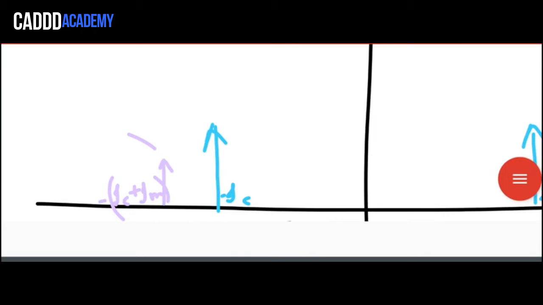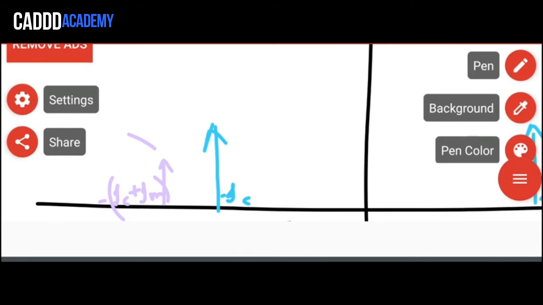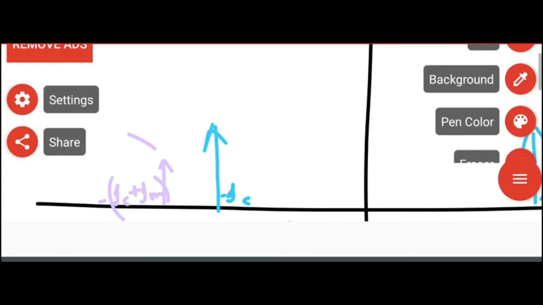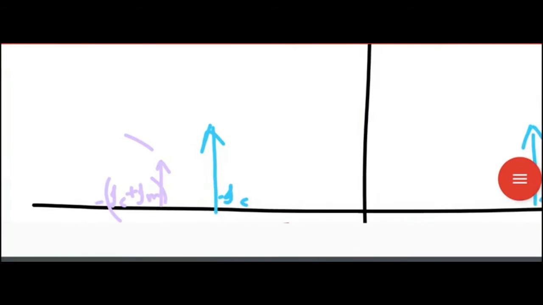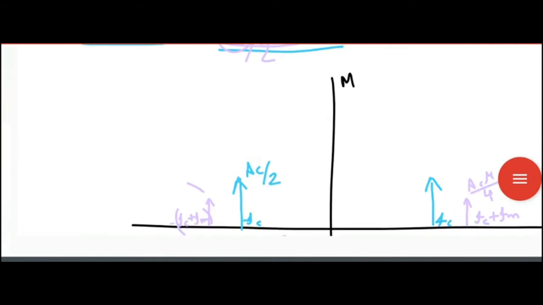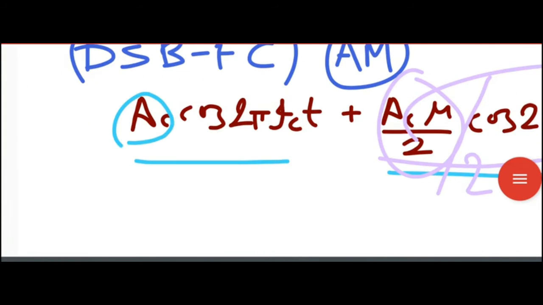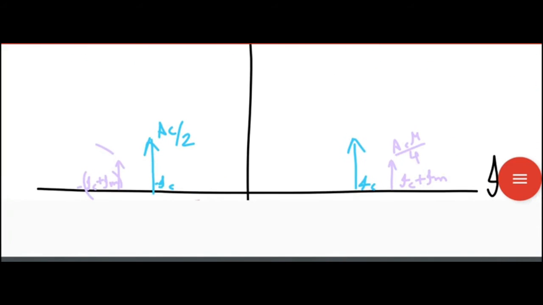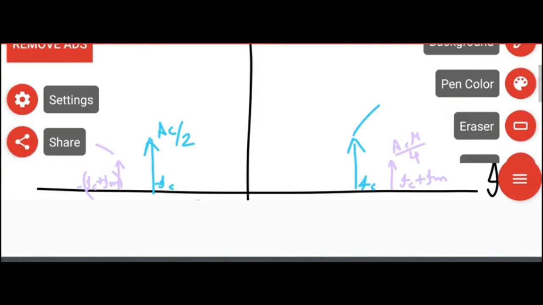I'm not writing that again. Now what will be the amplitude for the carrier? The amplitude for this one will be AC by 2, because we have AC here, so dividing by 2 we get AC by 2. This will also be AC by 2, so I'm not writing that again.